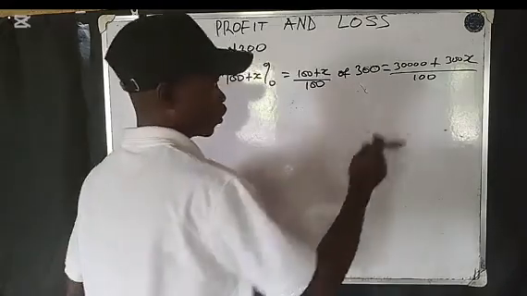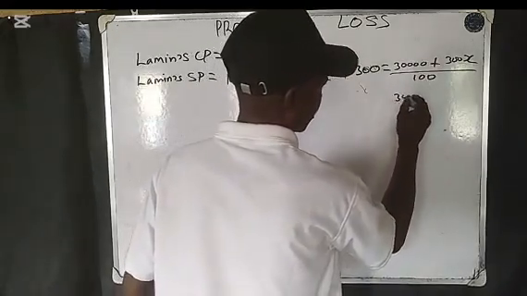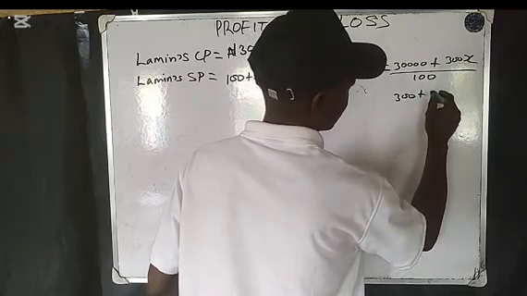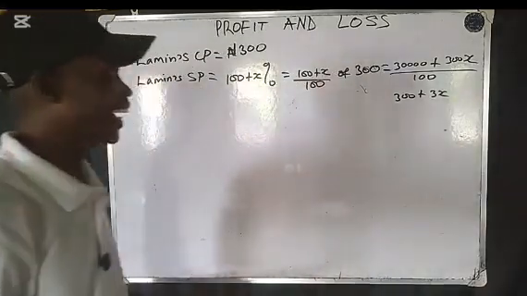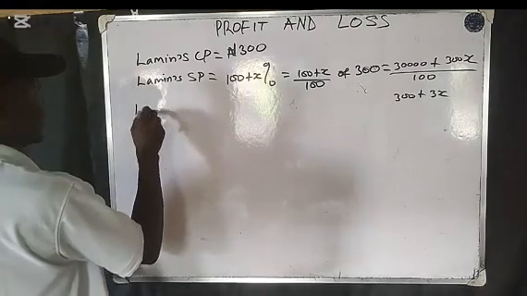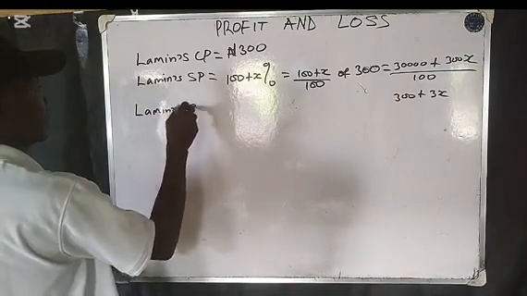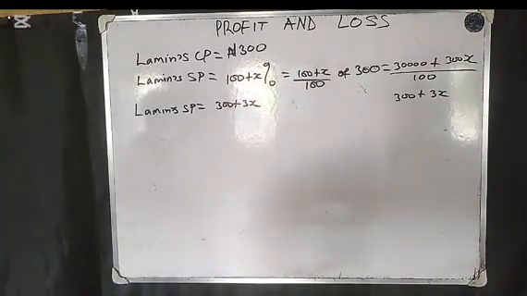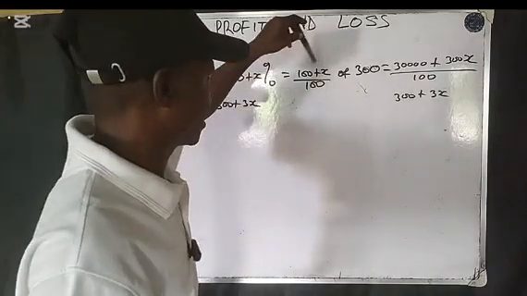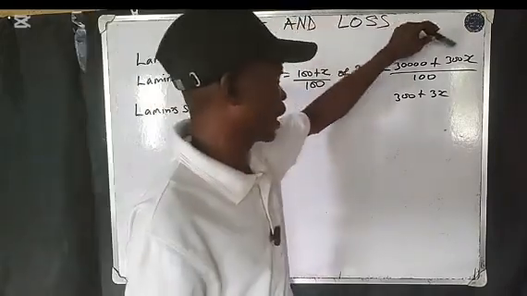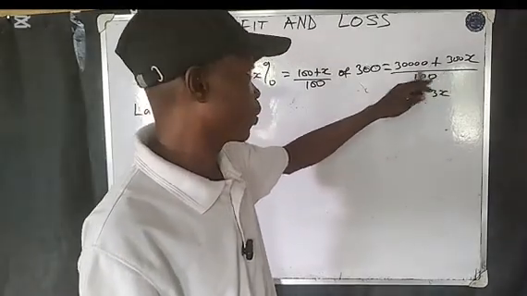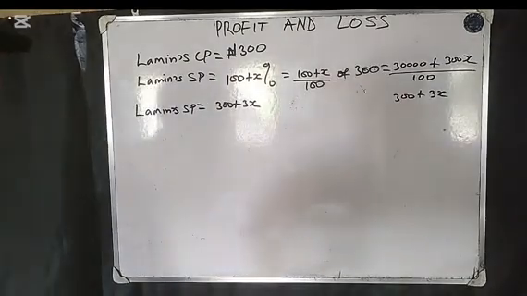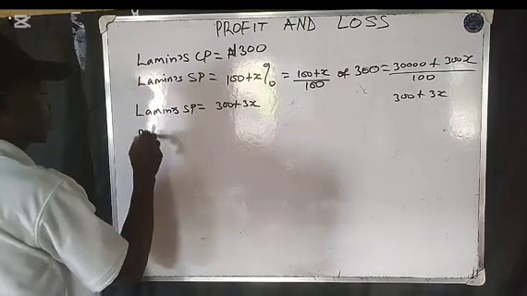So 100 goes here to give us 300, and 100 goes there to give us 3X. Is it simpler now? Lami's selling price is 300 plus 3X. So we multiply this by this, and 100 is carrying the two of them, so 100 goes there and remains this one. So this is Lami's selling price, and Lami's selling price is the same as Bola's cost price.